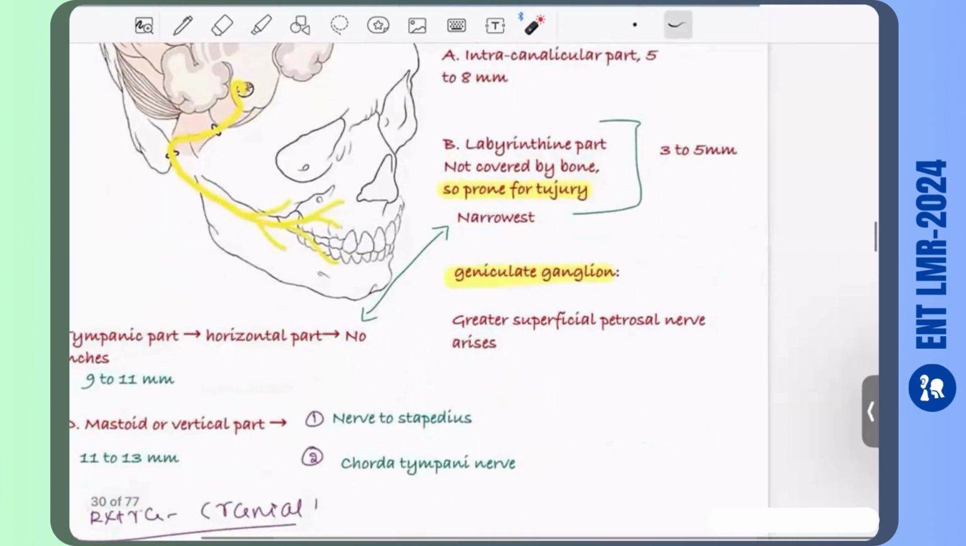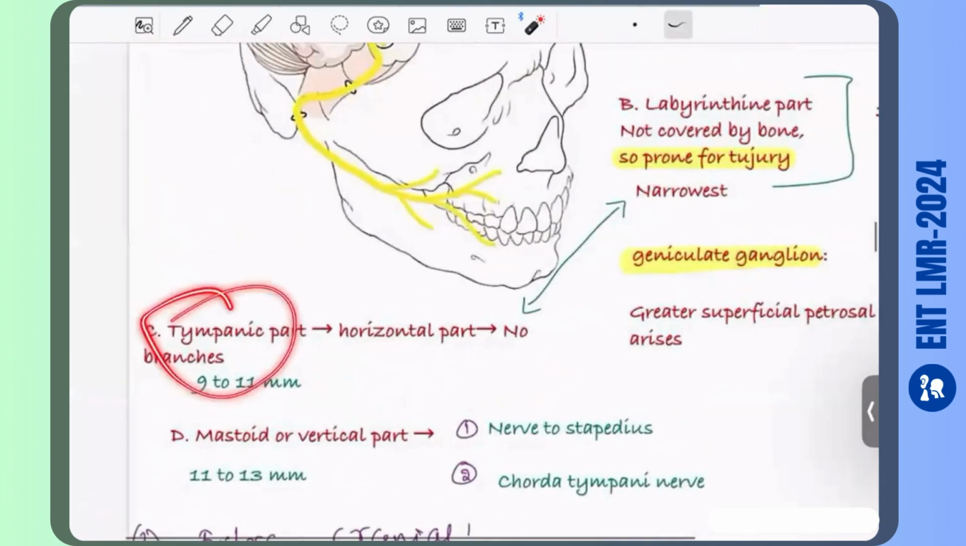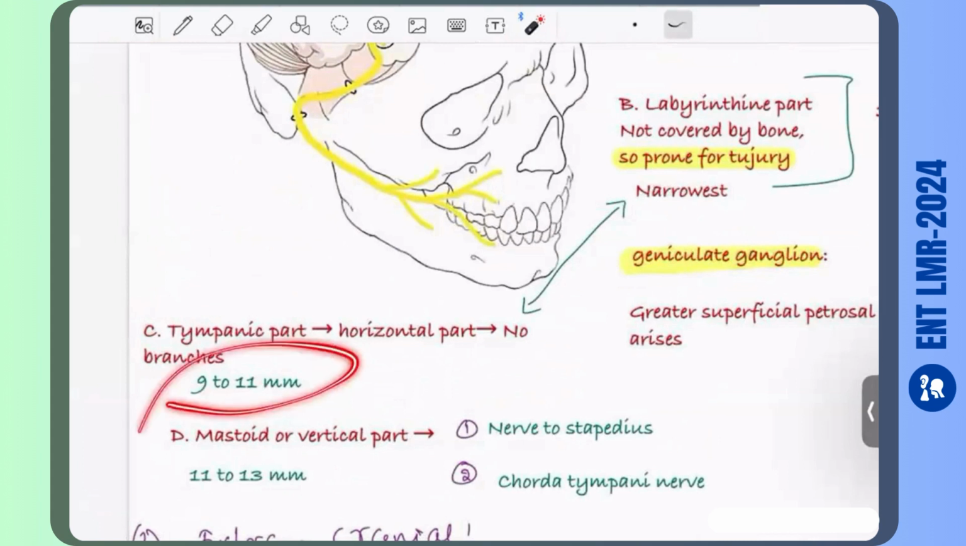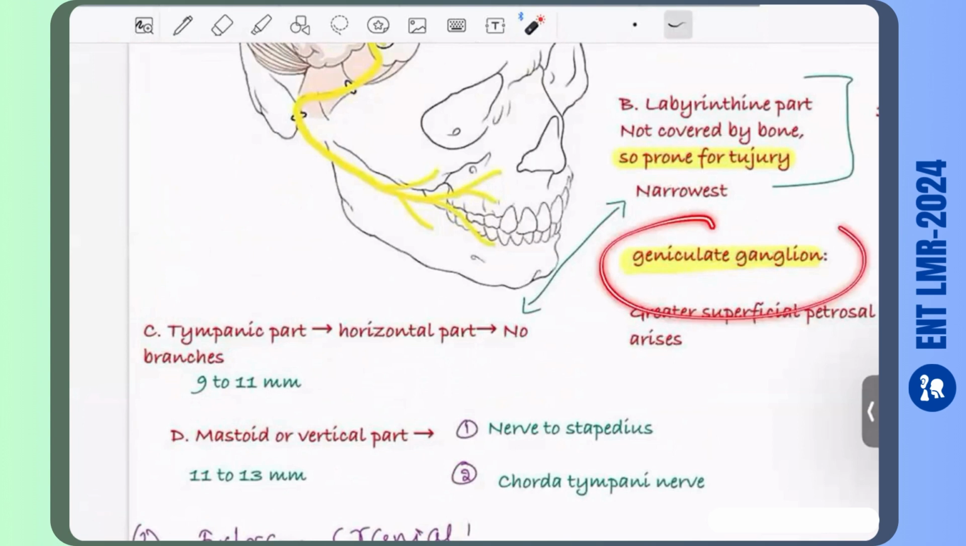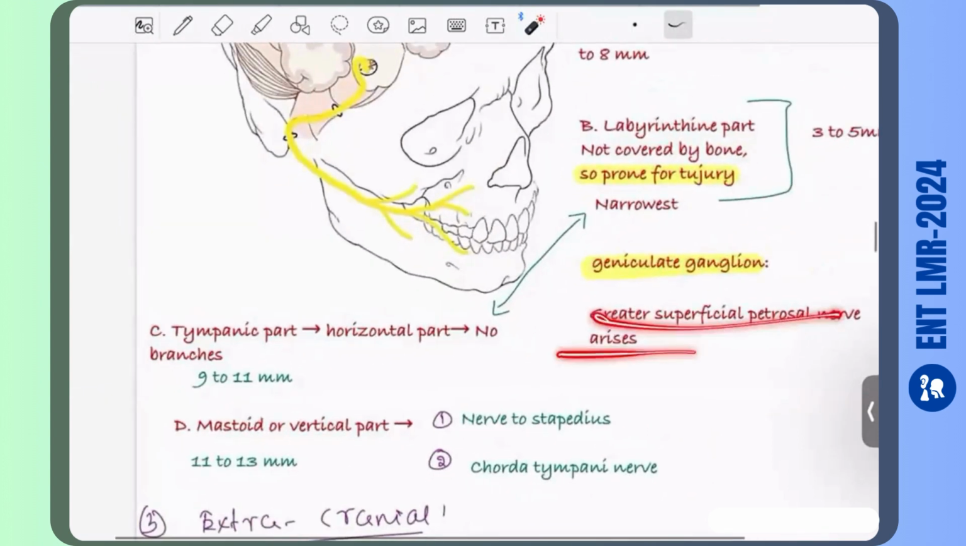After that part, we have the tympanic part, which is otherwise called the horizontal part of the facial nerve. There are no branches from this part of the facial nerve; it is 9 to 11 millimeters. Now, between the labyrinthine and the tympanic part, there is the geniculate ganglion. From the geniculate ganglion, the greater superficial petrosal nerve arises.